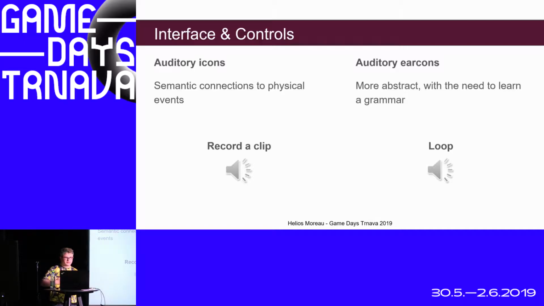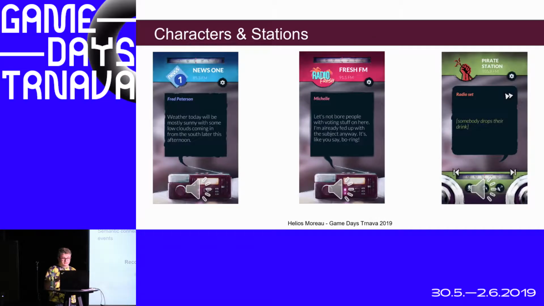But of course, those examples are what I call one-for-one information, meaning that you have this interaction and the visuals are this and the sounds are this. But it's not always relevant. So I'm going to give you some examples about the characters and stations now.